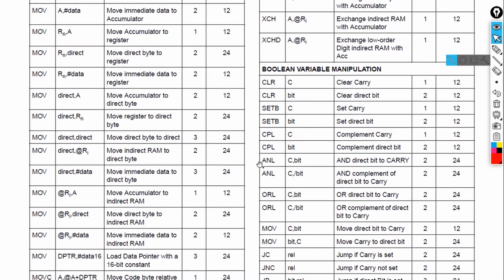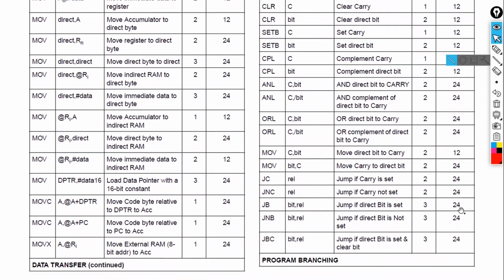Again if you are performing an AND operation, it is going to take two machine cycles. And for our conditional jumps, that is jump if carry and jump if no carry, the oscillator period will be 24.